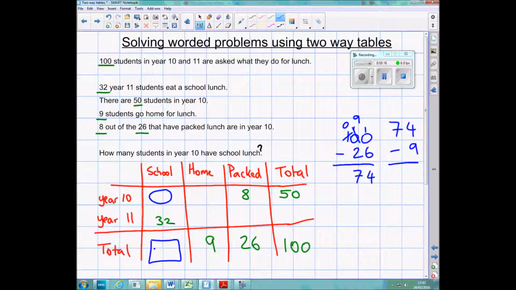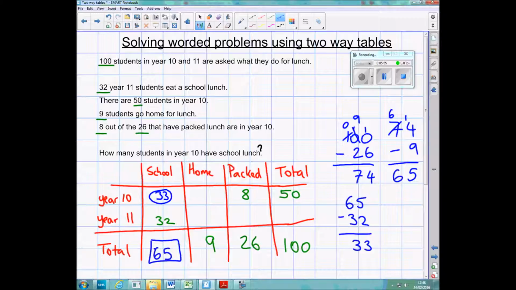Again, I can't do 4 take away 9, so I'm going to borrow. 14 take away 9 is 5 and 6. I would still recommend using the column method to do any takeaways or adds, it just gives you an extra element of security. So now I've got the total for school. In order to answer the question, I just need to take 32 away from it. So that's what I'm going to do. 65 take away 32. Now if I do this, 5 take away 2 is 3, 6 take away 3 is 3. So my answer here for year 10 students that have a school lunch, it's 33.